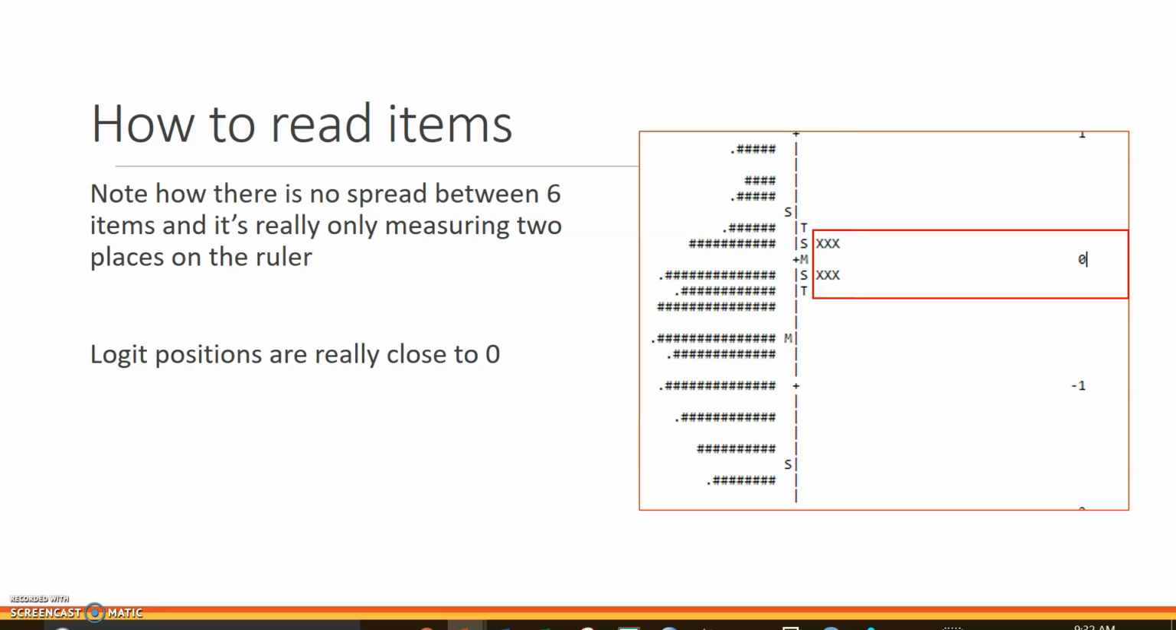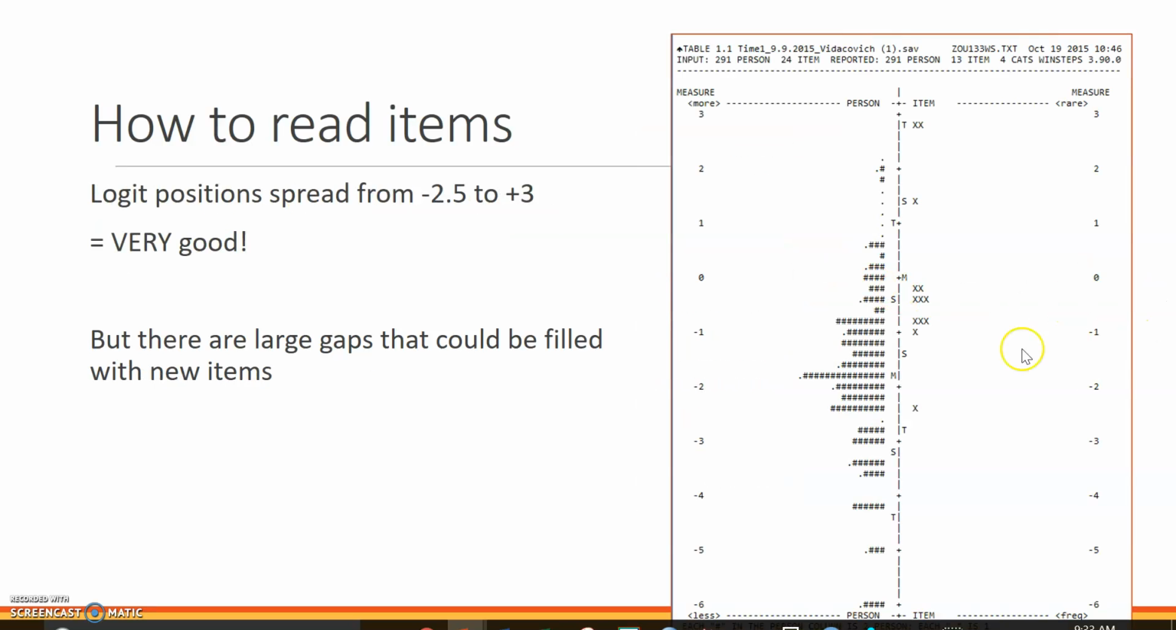This one's even worse. So here we are not only right at 0, so there's no ruler. 3 of our items and 3 of our items, we're measuring 2 points on the logit position. Everything's overlapping. We basically have 6 items that are measuring the exact same thing. So there's no spread in the items from easy to hard.